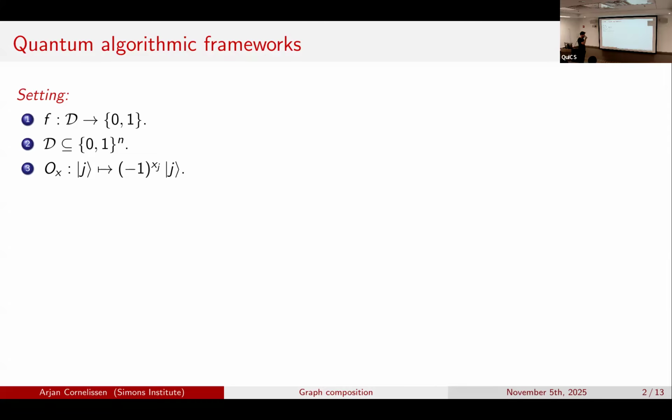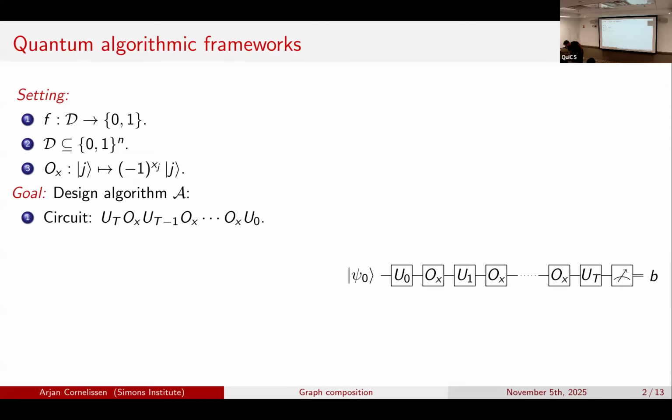Right, so this is the setting that we are considering. Now what we want to do is design a quantum algorithm A that computes this function. So what is a quantum algorithm? Well, a quantum algorithm is some kind of circuit where you do some unitary and then an oracle call, then some unitary and an oracle call again, and you iterate this process. You do this a total of t times, and then you do a measurement at the end that results in an output, which is b, either 0 or 1.